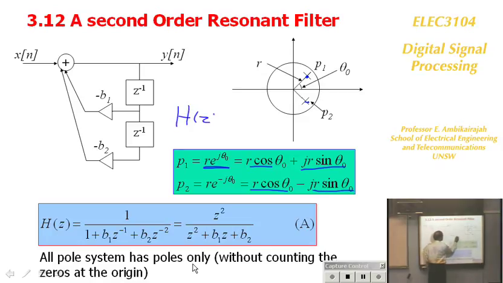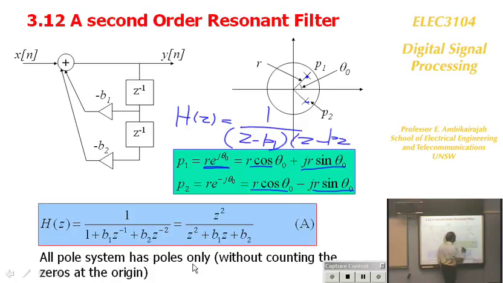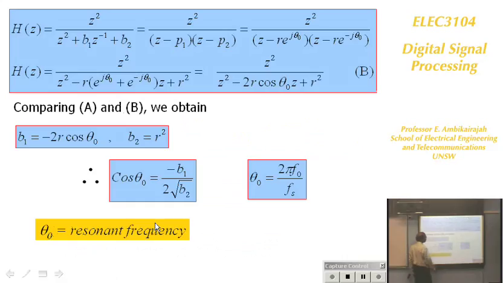You can say H dash is equal to 1 over (z minus p1) multiplied by (z minus p2). You can write that from there, and for p1 and p2, substitute these values. So if you go to the next slide, that's what is happening here. Here's your original one from the structure, and this is the one I've drawn from the unit circle.